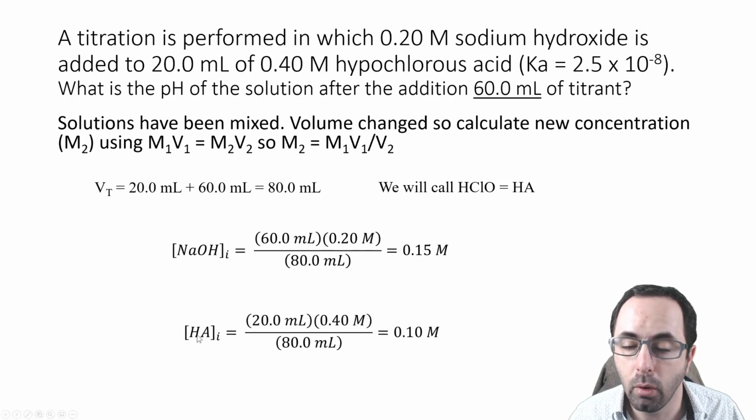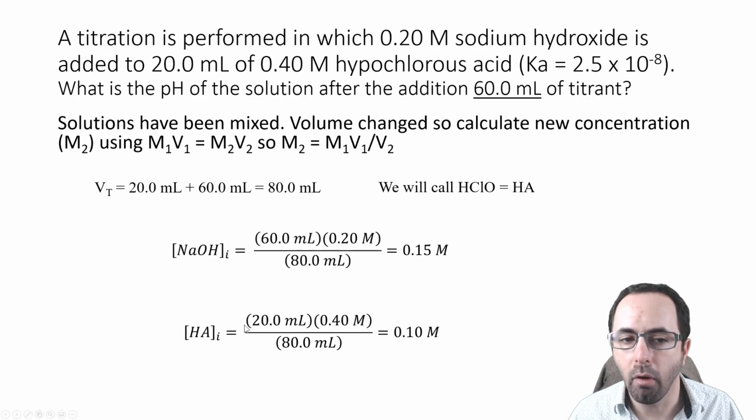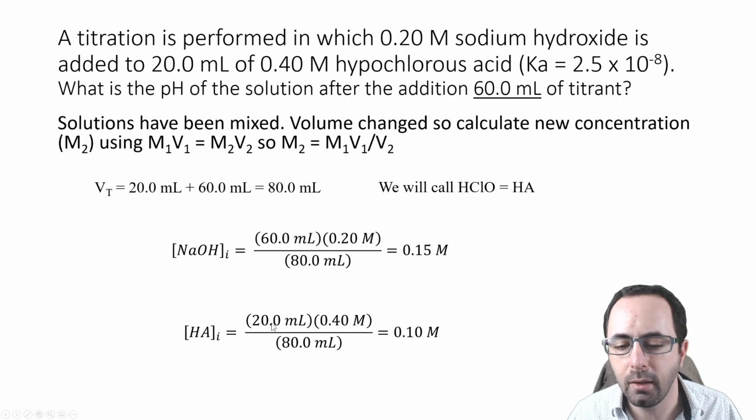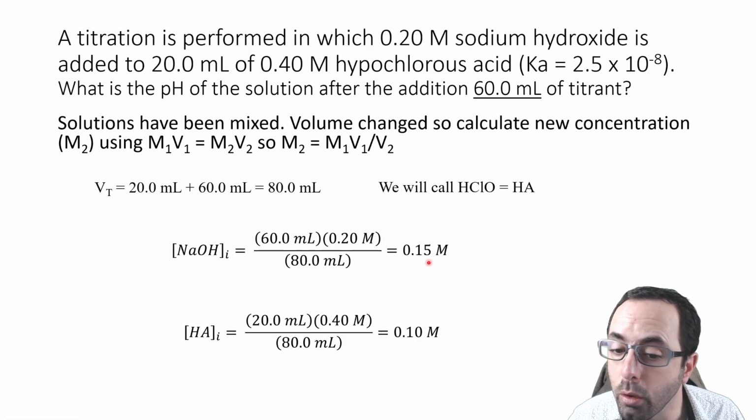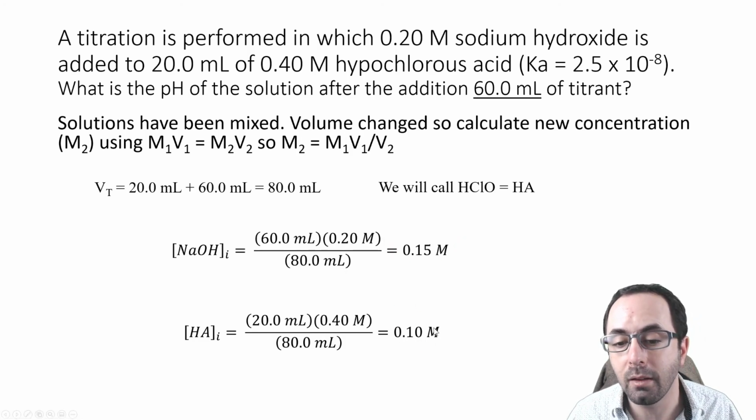Now, for the weak acid, our volume 1 is 20 milliliters. Our concentration, our molarity 1, is 0.4 molar to begin with. Our volume 2 at the end is 80 milliliters. So our concentration is 20 times 0.4 divided by 80. Basically, 20 divided by 80 is a quarter, so 1/4 of 0.4 is 0.1. So now you can see that we have significantly more strong base than we had weak acid.